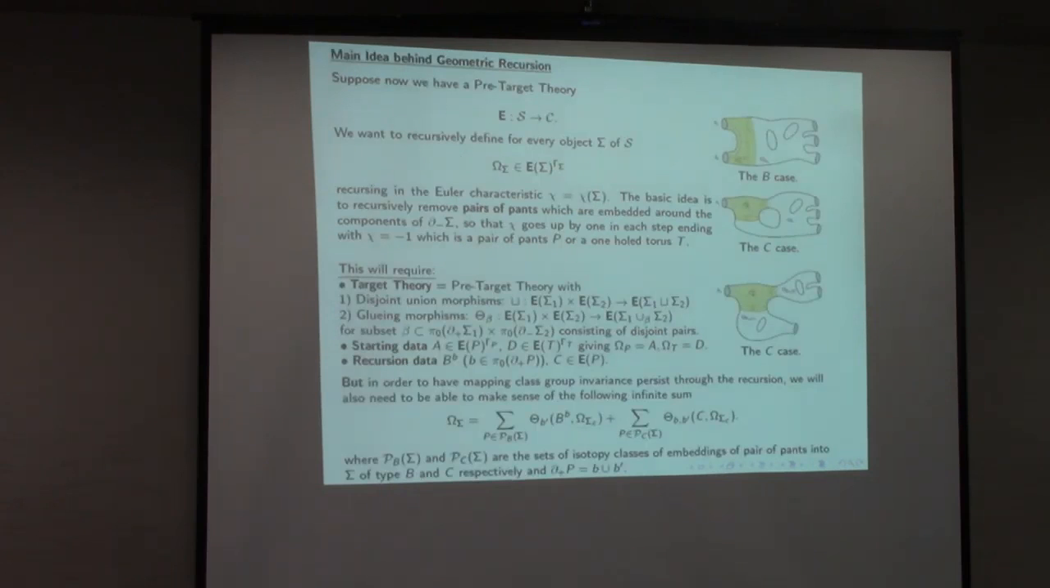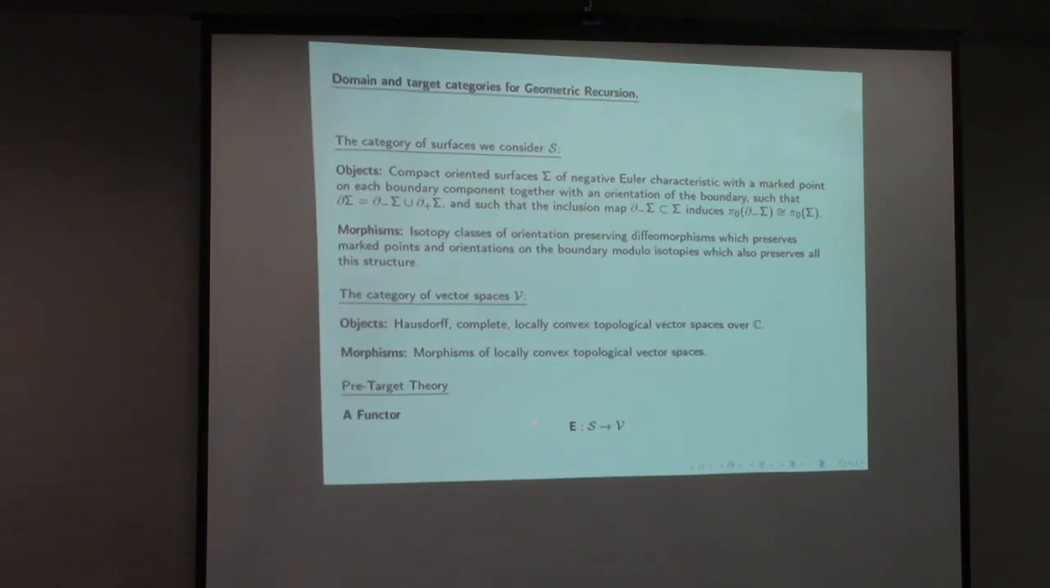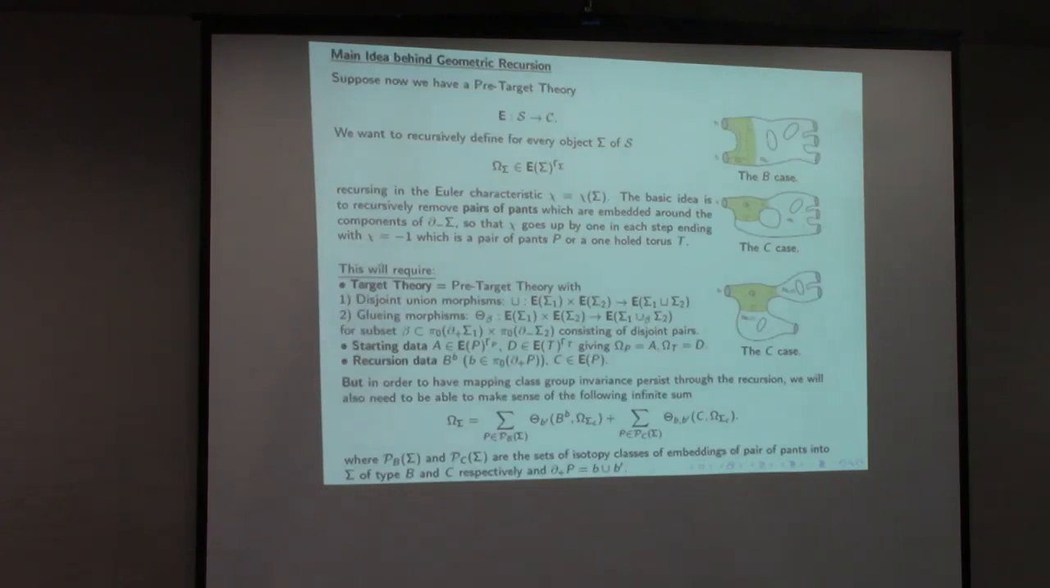Okay. Right, and so we start with a pre-target theory E, and then the recursion is, of course, I just remind you how it goes. We recurse in the Euler characteristic. The basic idea is to remove a pair of hands, embedded in such a way that they are embedded around the minus boundary on each connected component. When you remove it, the Euler characteristic goes up by one, and since we're only looking at negative Euler characteristic surfaces, we must end with those of characteristic minus one this way, and they are pairs of hands and one-hole tori.